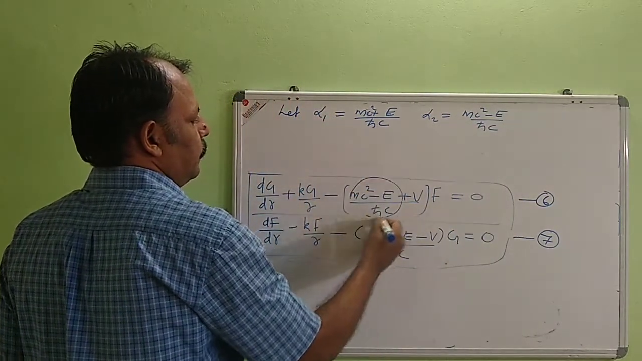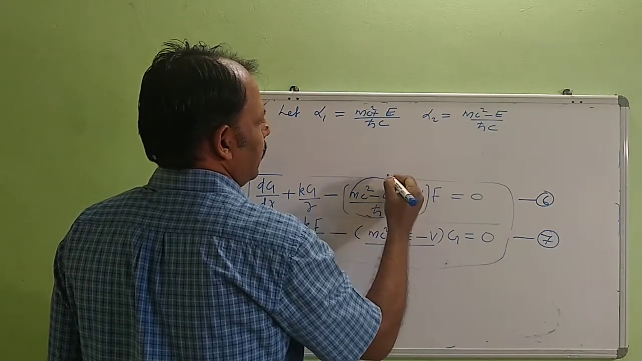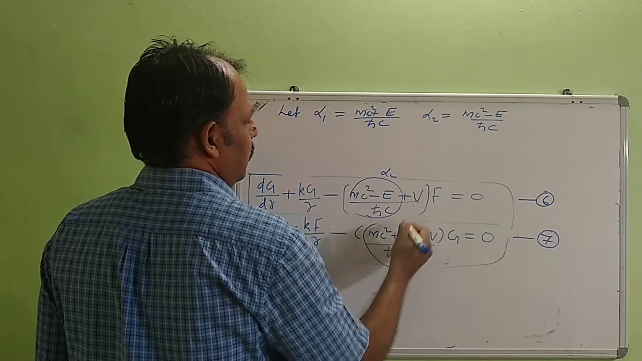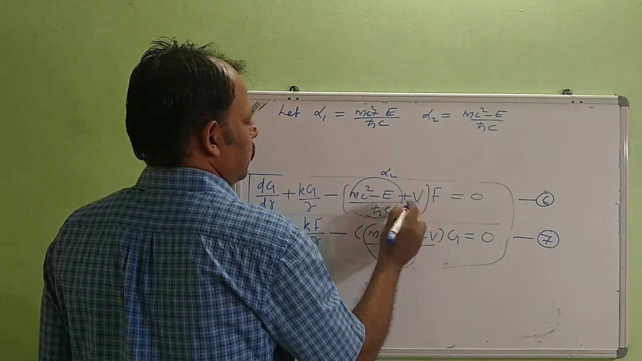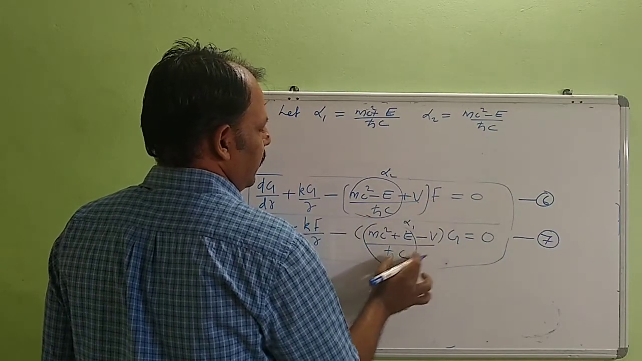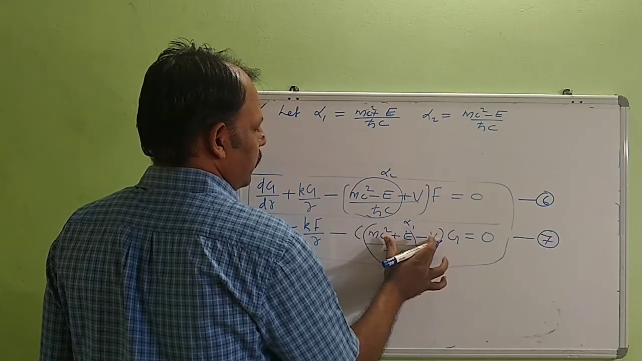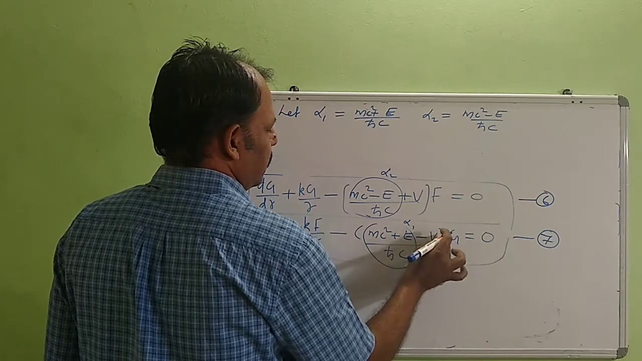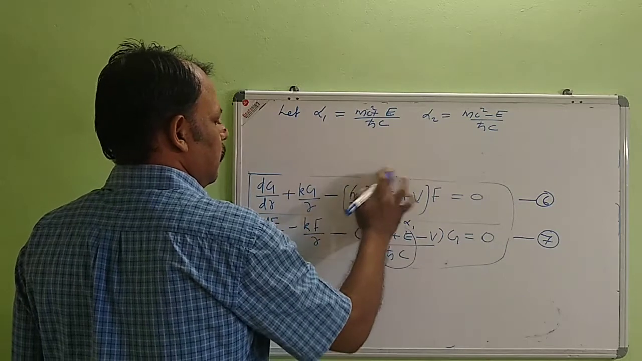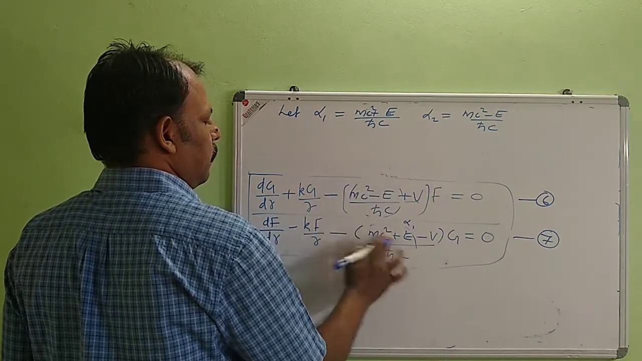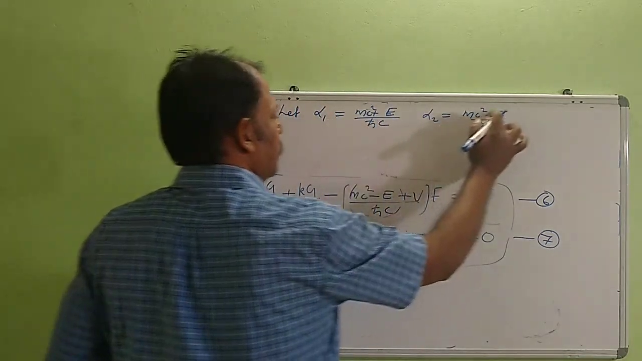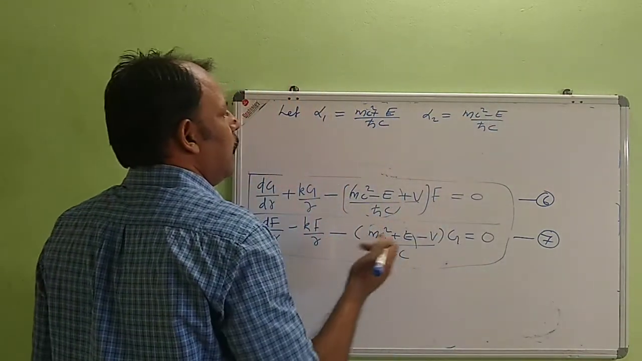So this term we can write as alpha 2, and this one we can write as alpha 1. So this is alpha 2 plus v by h bar c, and here v by h bar c is common for these two terms. So here minus v by h bar c. So we will give the substitution mc square plus e by h bar c as alpha 1, and mc square minus e by h bar c as alpha 2.